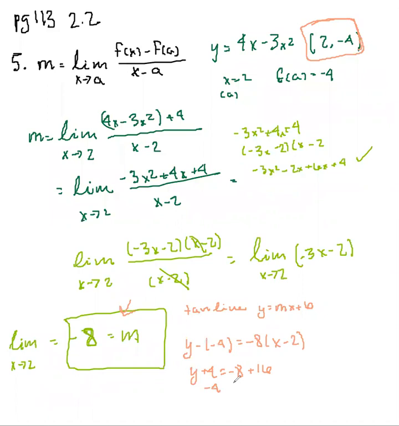Did I miss something? This should be 12, yeah. So this is going to be our tangent line equation for this function at this point. Sweet. Okay, any questions about that?